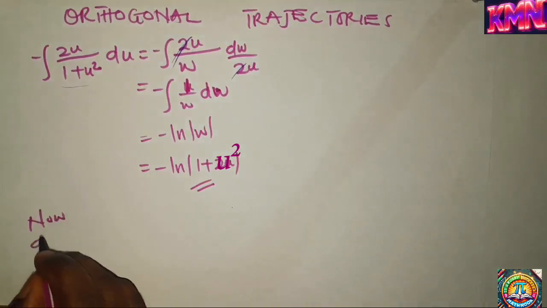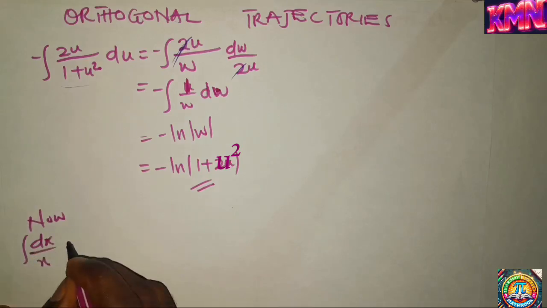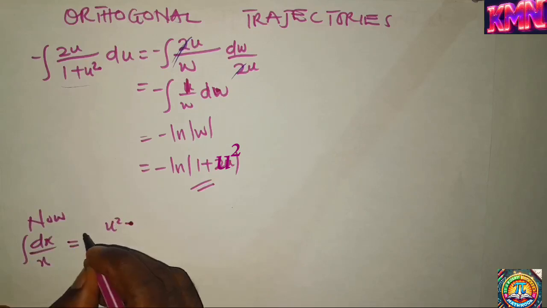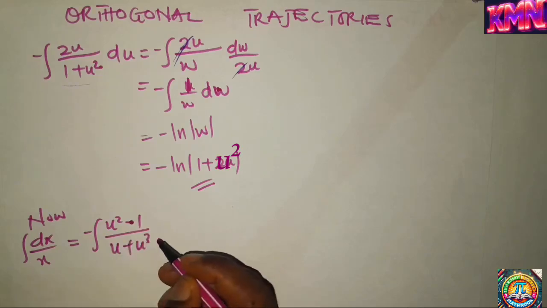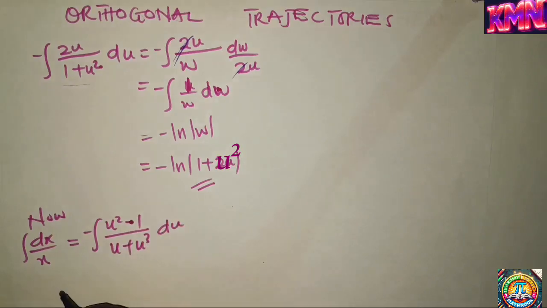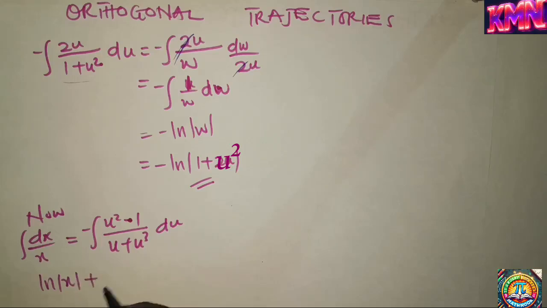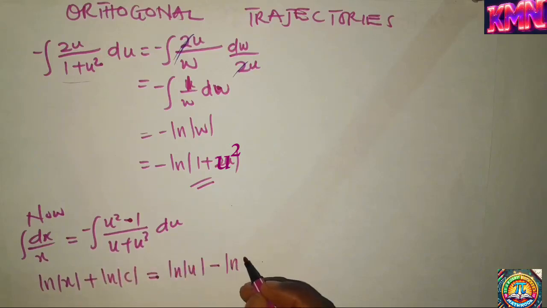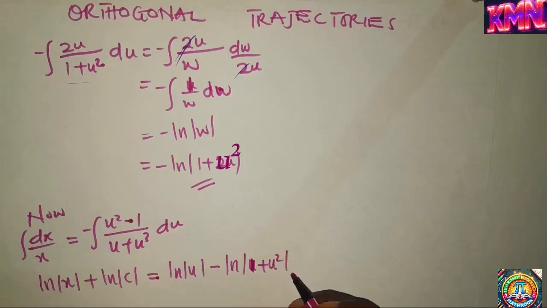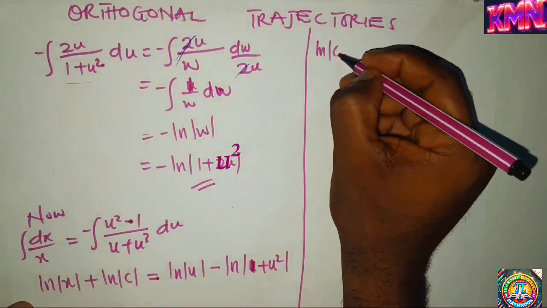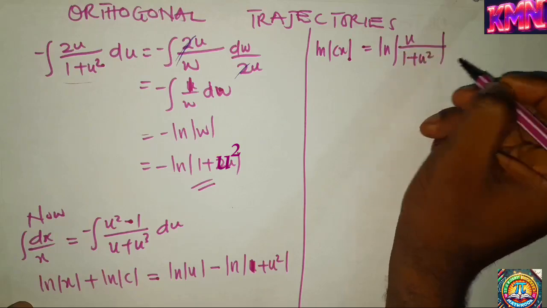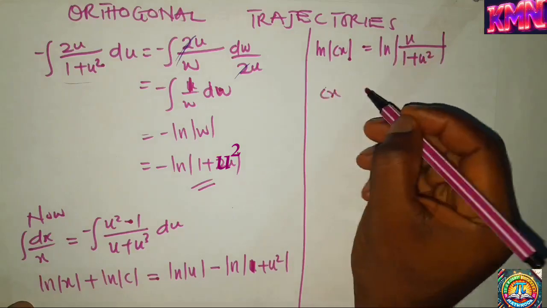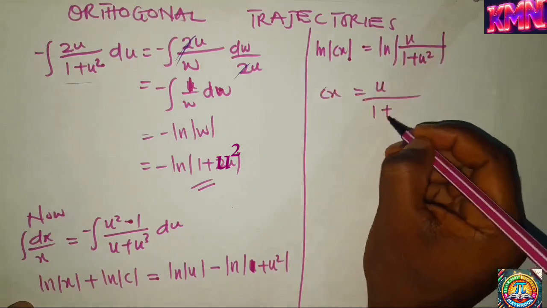Now, the integral of dx on x equals minus the integral of u squared minus 1 on u plus u cubed du, which now becomes ln x plus ln c equals ln u minus ln of 1 plus u squared. So this we are getting ln cx equals ln u on 1 plus u squared, and you know we are going to get cx equals u on 1 plus u squared.